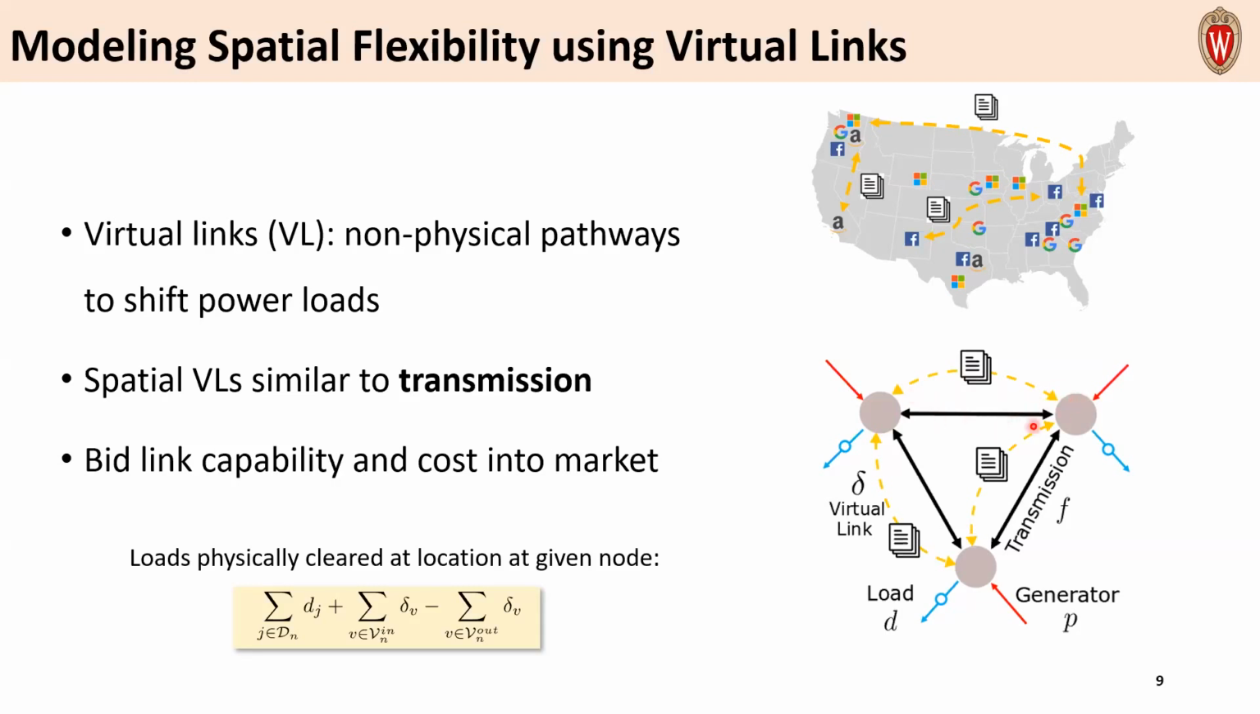If you look at all the spatial virtual links here together, the network of these virtual links can be seen as an additional layer of infrastructure on top of the physical transmission network, which are the solid black lines here. So the network of virtual links serves the same function, again, of matching demand and supply across space. However, it is not subject to the physical power flow laws. So with the virtual links, the computing loads cleared at a location are not just the loads submitted at that node anymore, but adjusted by the virtual link quantities.